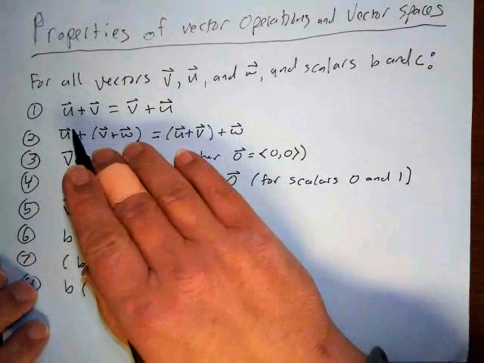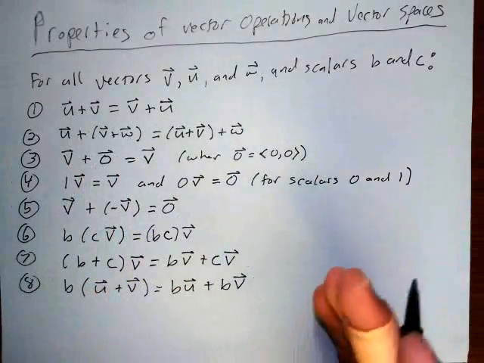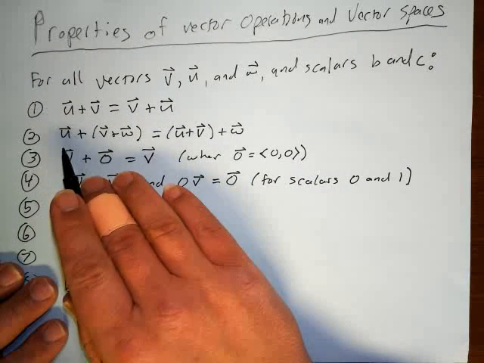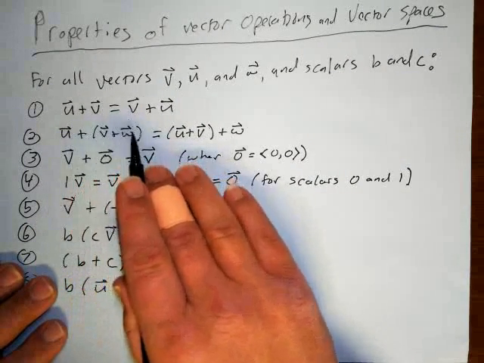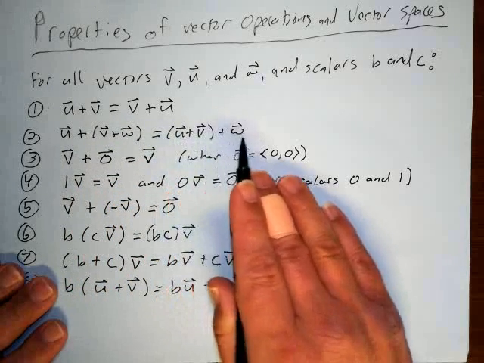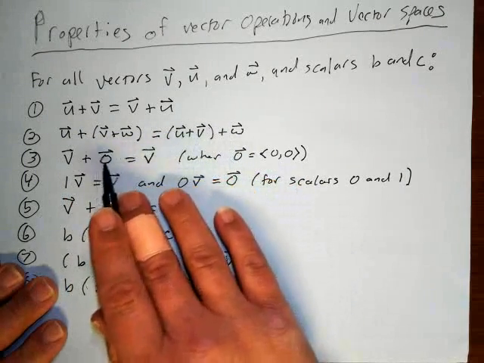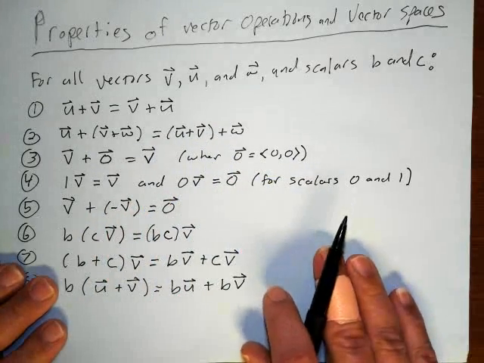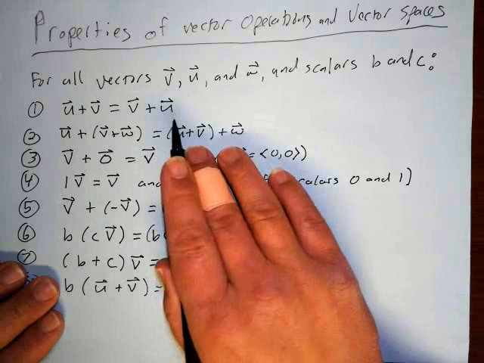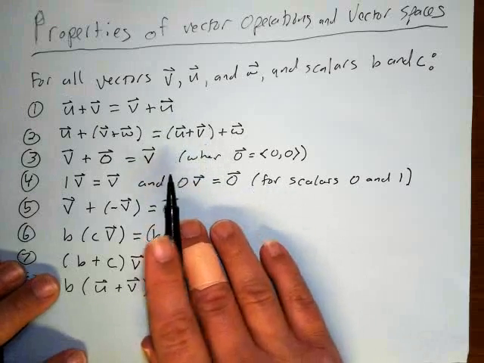So the first one is that U plus V is equal to V plus U. So vector addition is commutative. You also have U plus the quantity V plus W is equal to the quantity U plus V, plus W. This means vector addition is associative. You can group them together in different ways, and that's okay. So vector addition is commutative, and it's also associative, just like regular addition.